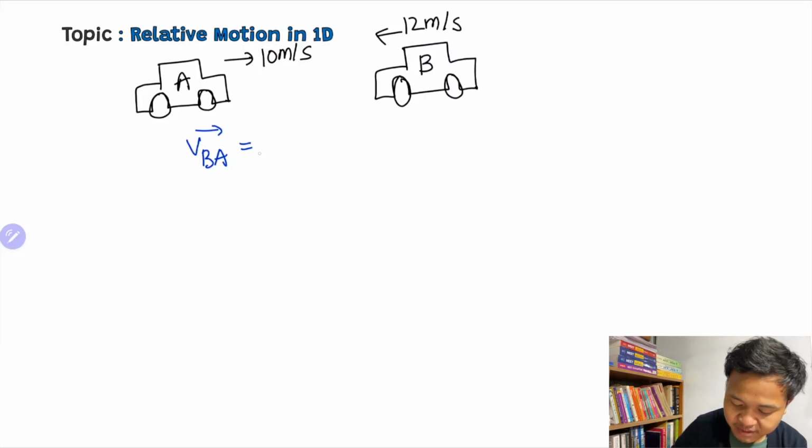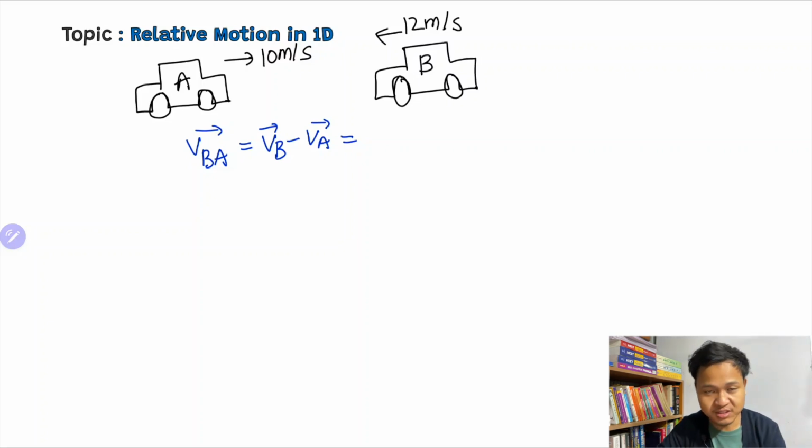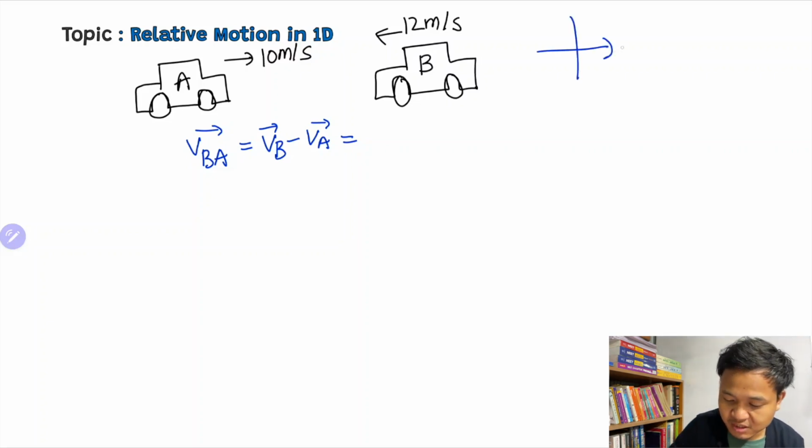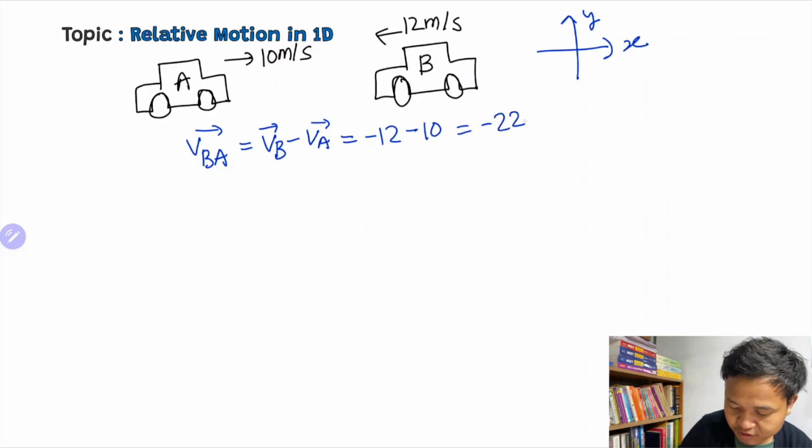So here I can say VBA. Velocity of B with respect to A is velocity of B minus velocity of A. So how much is this? Velocity of B, you see B is going towards the left side. If you draw XY axis, B is going towards the negative x-axis. So here I have to write minus 12 minus 10. So this is minus 22 meter per second.